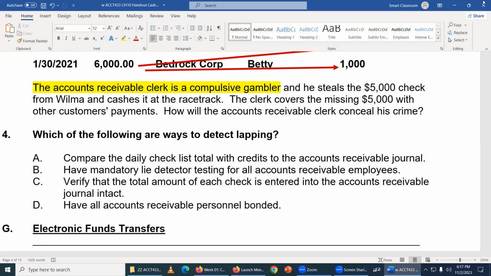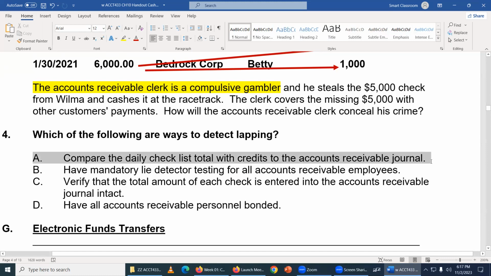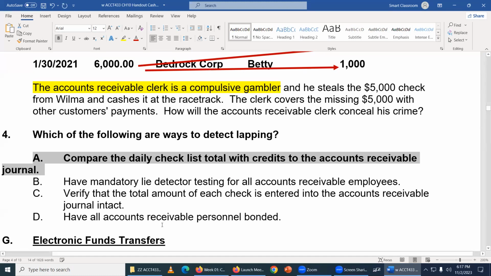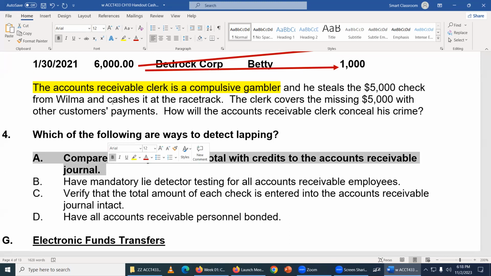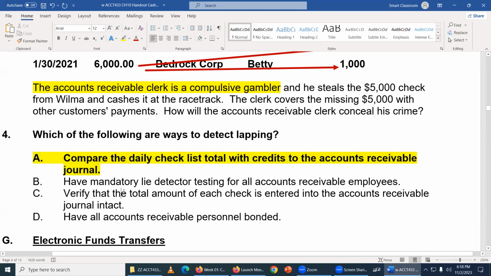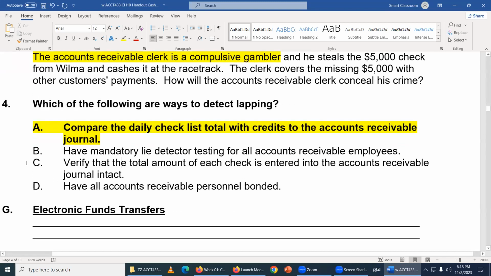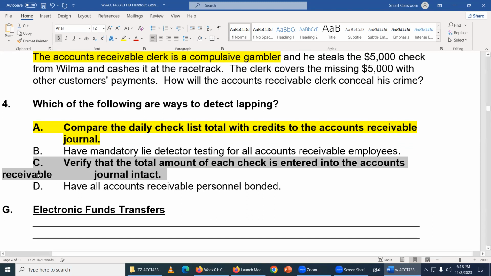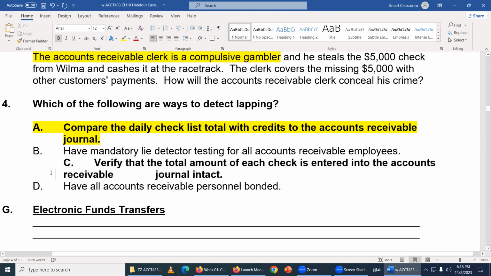Option A and C. A was certainly a good one. Check the daily checklist total with credits to the accounts receivable journal. Okay, so this was one that you definitely have. And C. Yep, C. These should be entered intact, and I'll tell you what I mean by that.